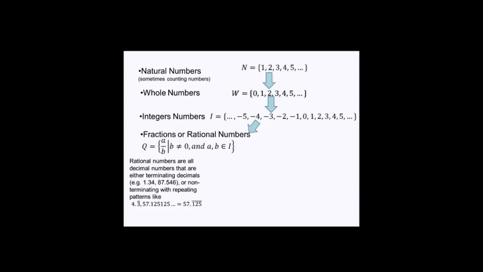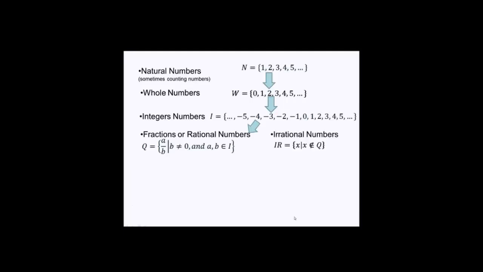So again, all rational numbers can be written as decimal numbers that are either terminating decimals, that means they have a finite number of digits after the decimal point like 1.34, or non-terminating decimal numbers with a repeating pattern. Repeating pattern is important, otherwise you do not have rational numbers, you have irrational numbers. Irrational numbers are all numbers that are not rational.